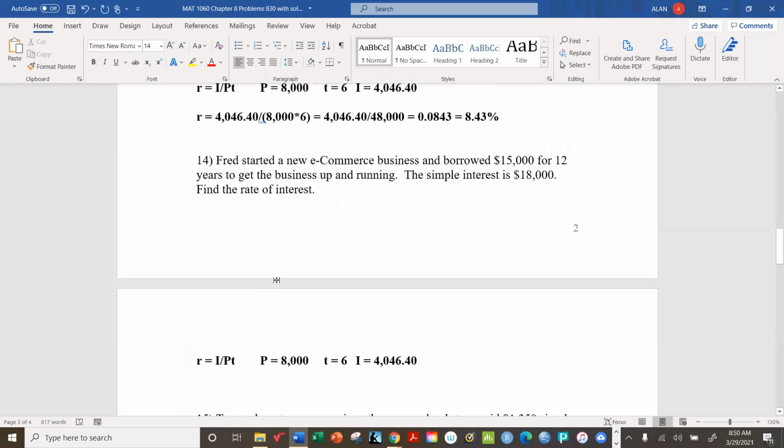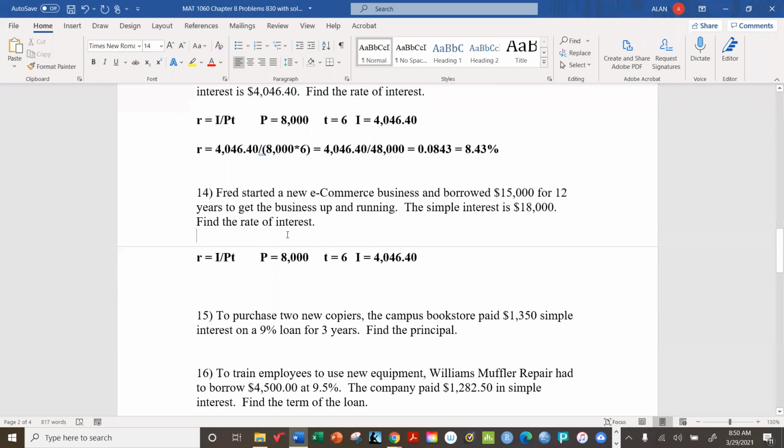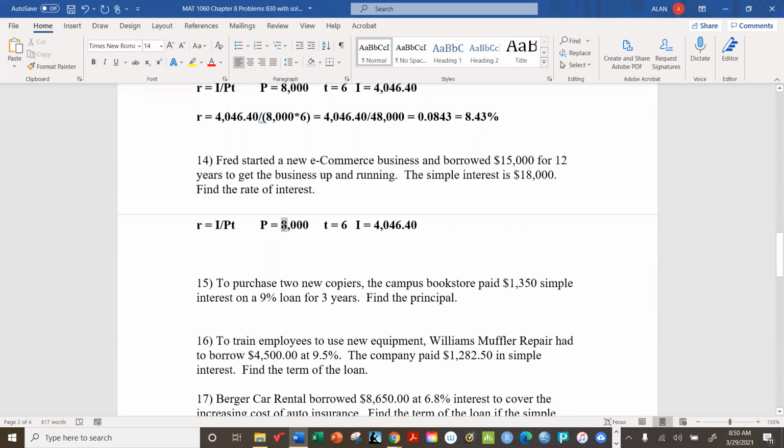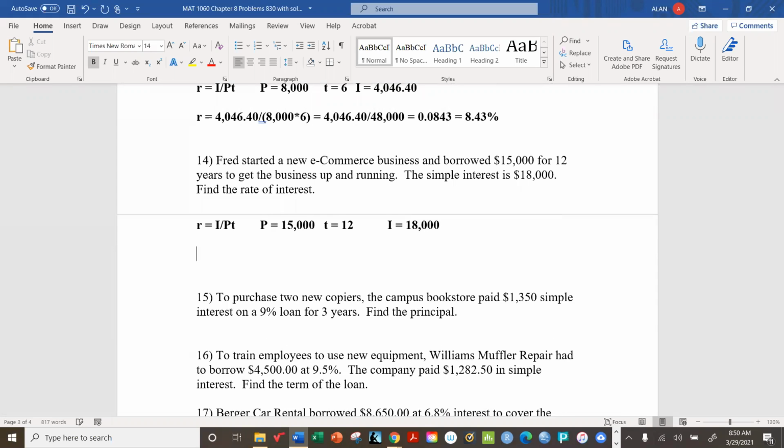All right, so this time, the principal you borrowed is 15,000. This is 12 years. And the simple interest is 18,000. So let's see what we've got. R equals 18,000 over the product of 15,000 times 12. And so this is 18,000 over 180,000, which is 10%.